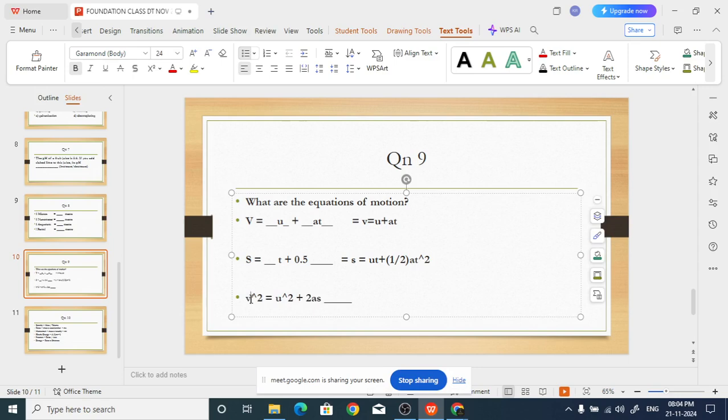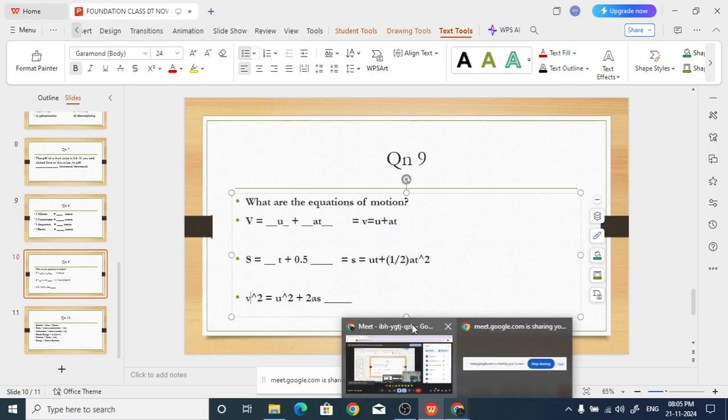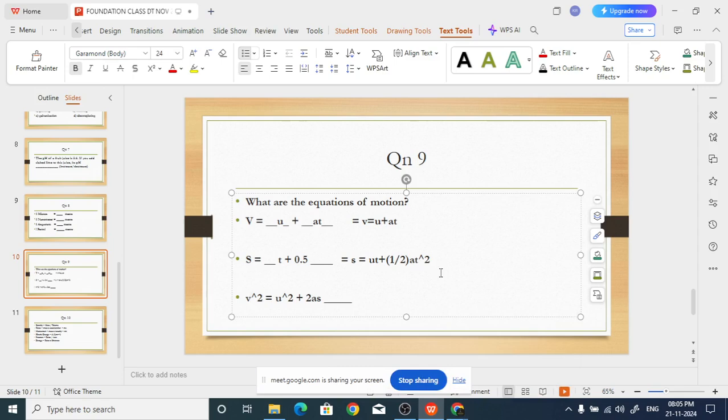V square equal to U square plus 2AS. Have you studied this formula? Now you tell me whether you know. I have written the formula. Have you studied this formula in your school? Srinidhi, have you studied these things? Yes, sir. Then why have you forgotten? My God, you have studied, now you have forgotten. Totally.